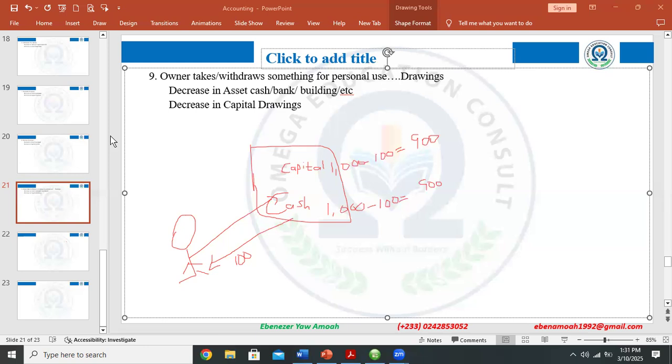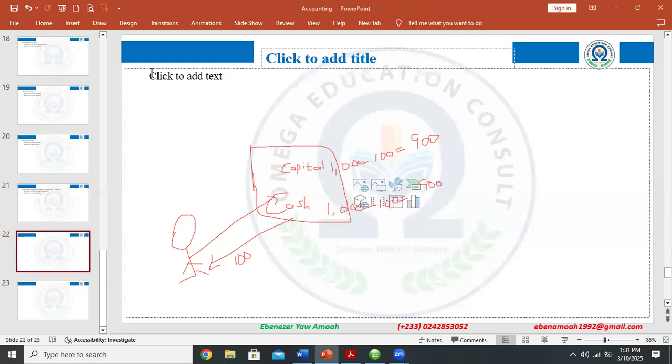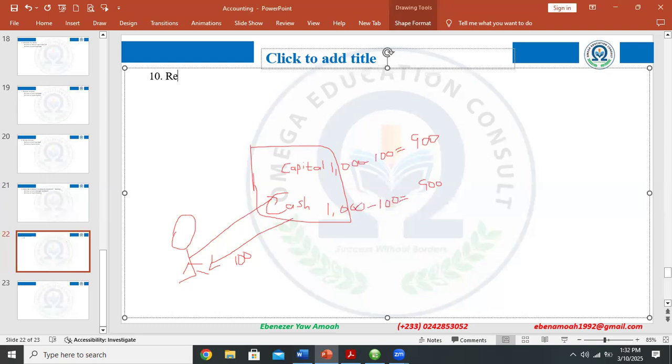We call that one 10, return inwards of goods. Return inwards. Now, the 11th one I'm going to add is the opposite of this, return inwards, and that is return outwards. Let me just make it simpler for all of us.